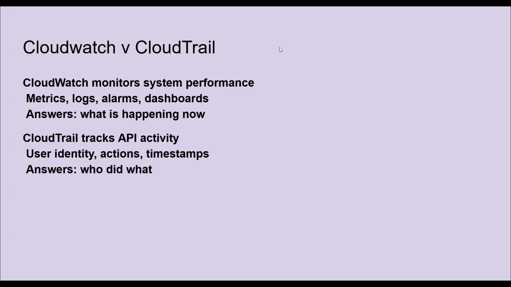So again, it's very important to break it down. If someone asks you a question about performance, I need to know what is happening, CloudWatch is going to be the answer to that. If someone wants to know who did something, not what, but who, who changed this S3 bucket, that's going to be through CloudTrail. So again, CloudWatch answers what is happening now, and CloudTrail is who did what.